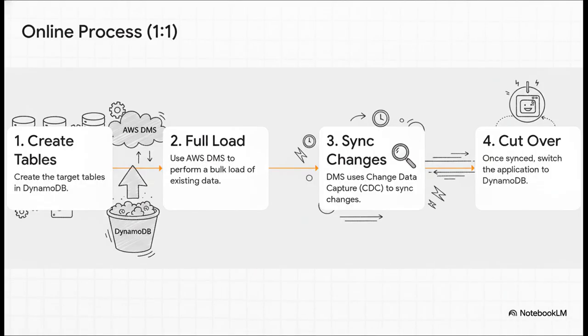This whole approach hinges on a super powerful feature called Change Data Capture, or CDC. The idea is you use a tool like AWS DMS to do a full load of all your existing data. But then, and this is the magic part, DMS just keeps watching your source database for any new changes, and it replicates them over to DynamoDB in near real time. Once the two are perfectly in sync, you can just flip the switch with virtually zero downtime.